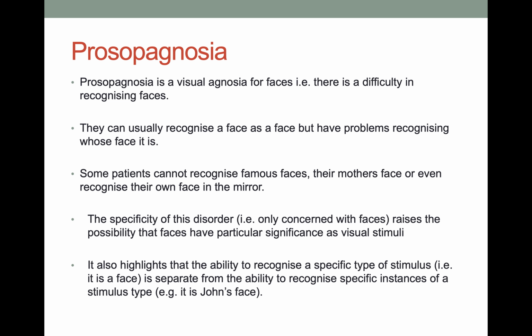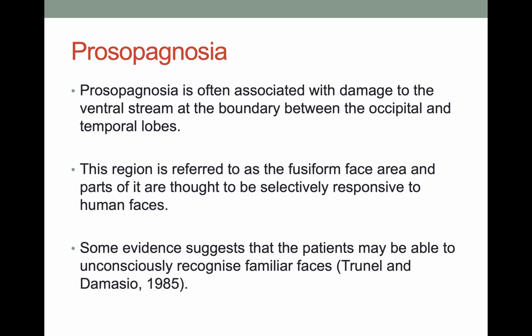It also highlights that the ability to recognise a specific type of stimulus, for example, is it a face, is separate from the ability to recognise specific instances of a stimulus type. So, for example, is it John's face? Prosopagnosia is often associated with damage to the ventral stream at the boundary between the occipital and temporal lobes. This region, or part of this region, is referred to as the fusiform face area, or FFA, and parts of it are thought to be selectively responsive to human faces. Some evidence suggests that the patients may be able to unconsciously recognise familiar faces.